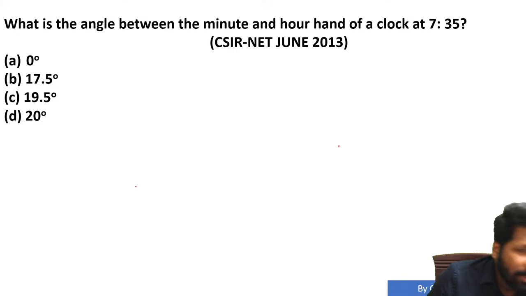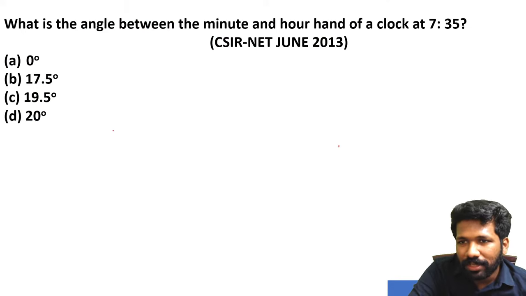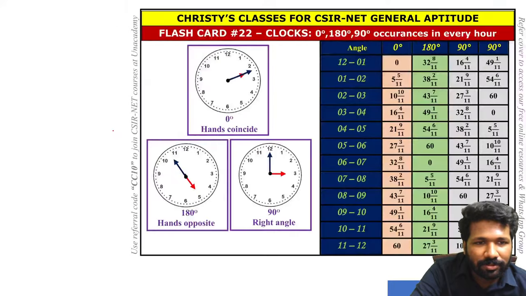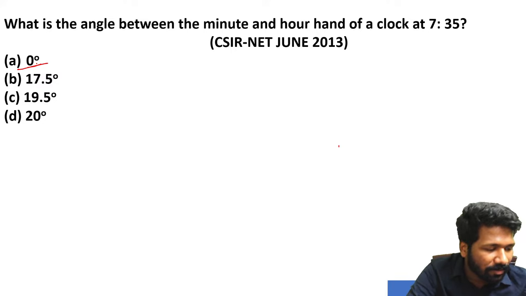Okay, so I will explain: what is the angle between the minute and hour hand of a clock at 7:35? At 7:35, the clock will look like this. Some people have a misunderstanding about this also. Some people may imagine 7:35 means the hour hand is on 7, and 35 minutes means the minute hand is also on 7. If that is what you think, the answer will be 0 degrees, because the angle between them will be 0, because one is over the other.